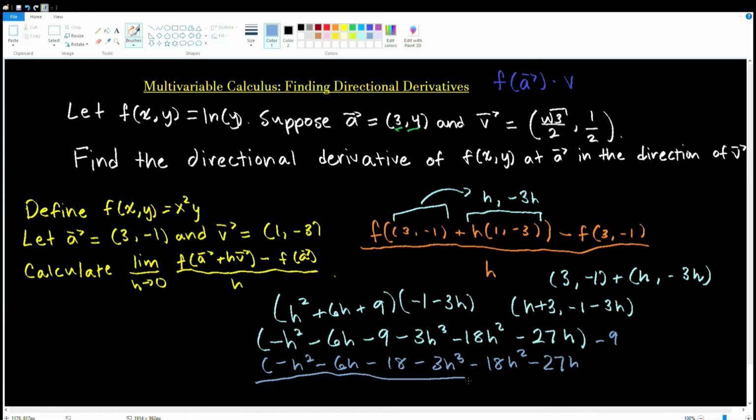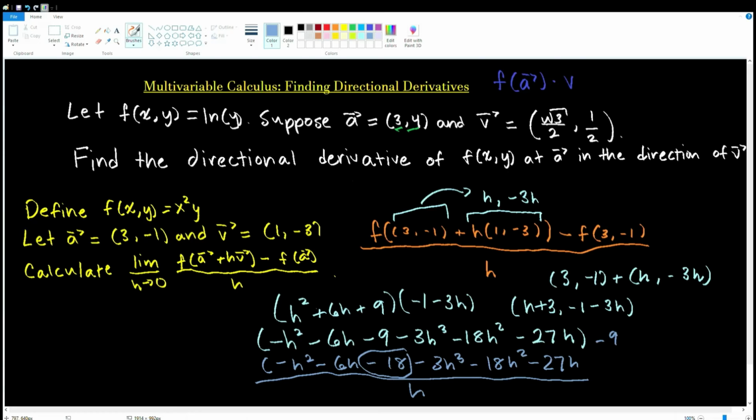over h. And now we can cancel out the h's. We'd keep anything that doesn't have an h, which is negative 18. Actually, I want to cancel them out because there is something that you can do.